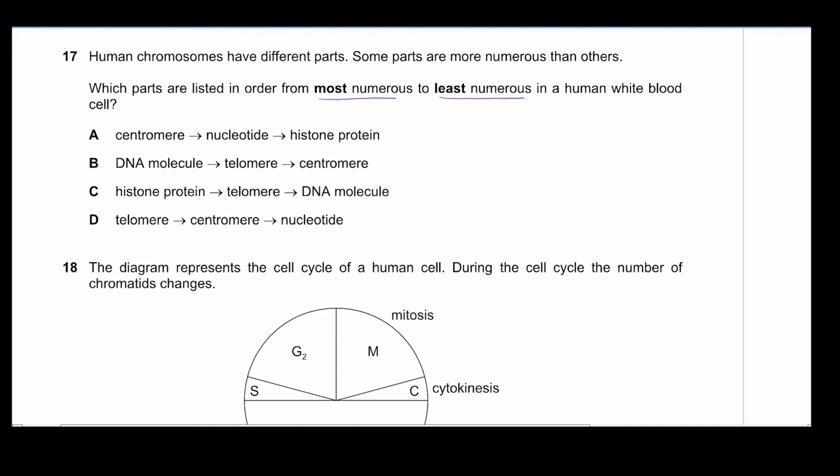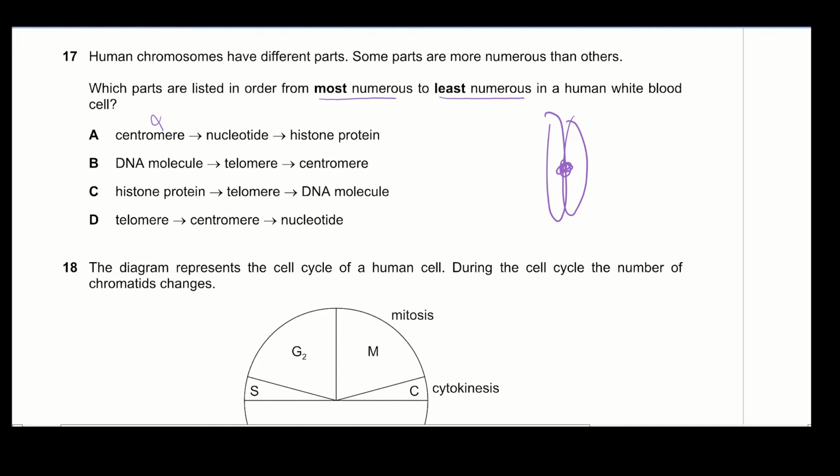A. Centromere, nucleotide, and histone protein. Centromere, we only know that we have just one centromere in a single chromosome. And nucleotides, we know we have thousands and thousands of nucleotides, same with histone proteins. So this is the least numerous first, not the most. So this is incorrect.